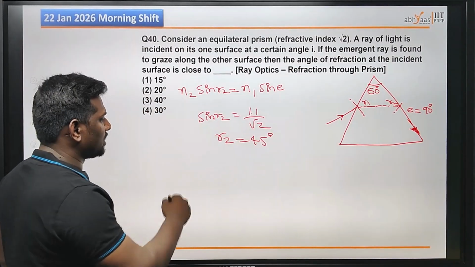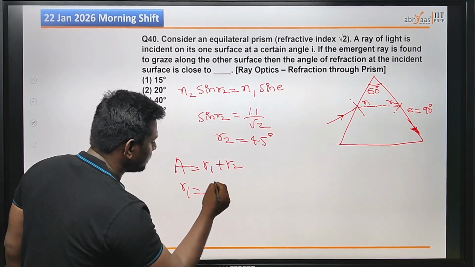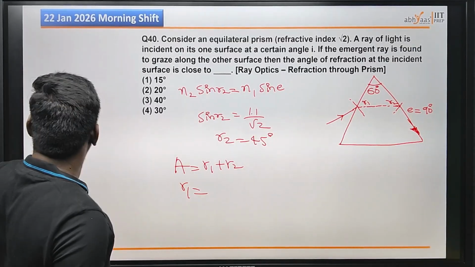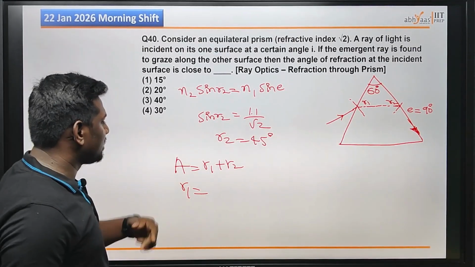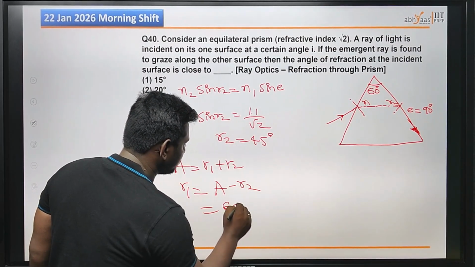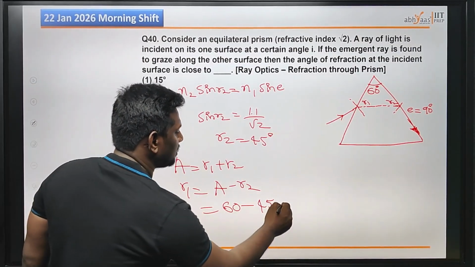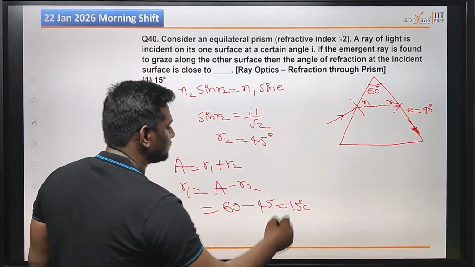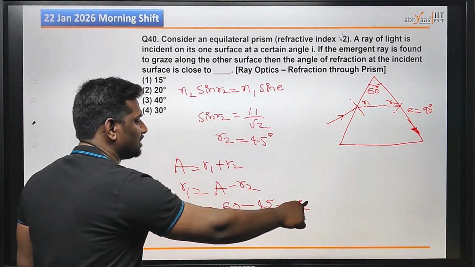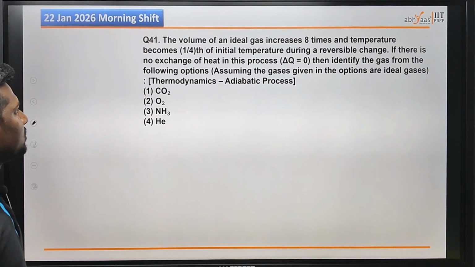So we know the formula A equals R1 plus R2. We have to find R1, that is A minus R2. A is nothing but 60, R2 is nothing but 45. Then R1 is nothing but 15 degrees. Not centigrade, 15 degrees only. So then what is the correct answer? Option 1 is the right answer. So next question, see here.